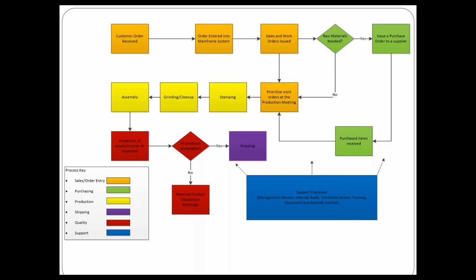Okay, so now we have 13 individual steps on here and 2 decision diamonds. But now look what we've done. In the lower left-hand corner, we've color-coded our map here so that we know what the various processes are. And we recognize that we have 6 processes: sales order entry, purchasing, production, shipping, quality, and support.